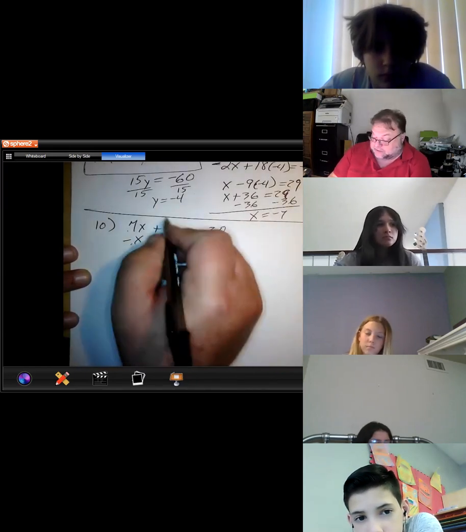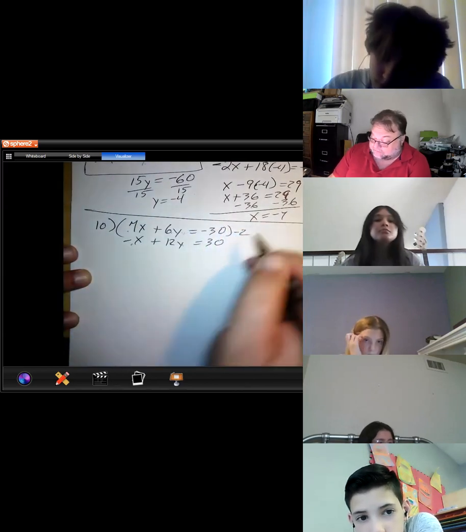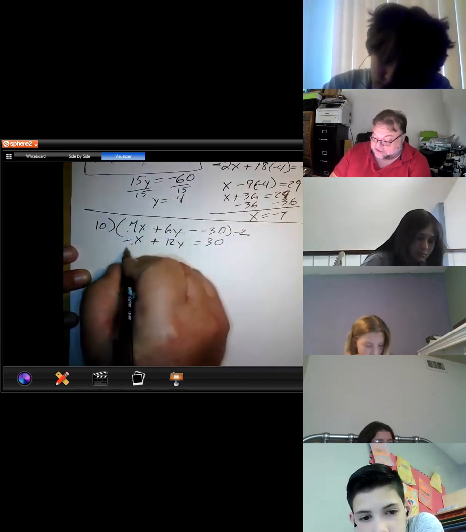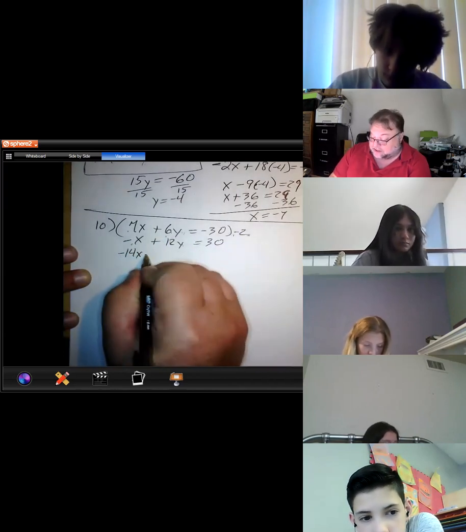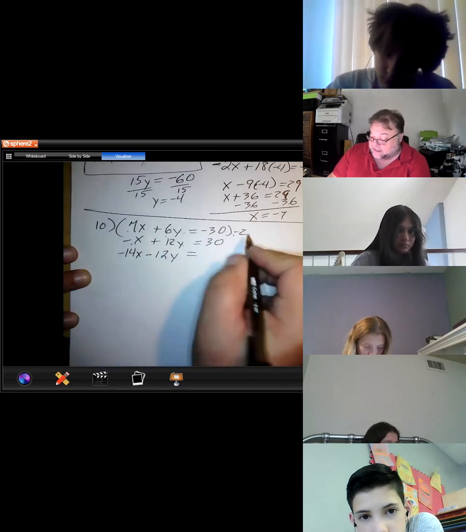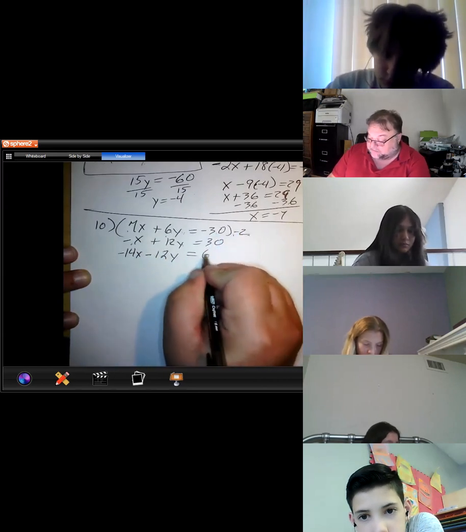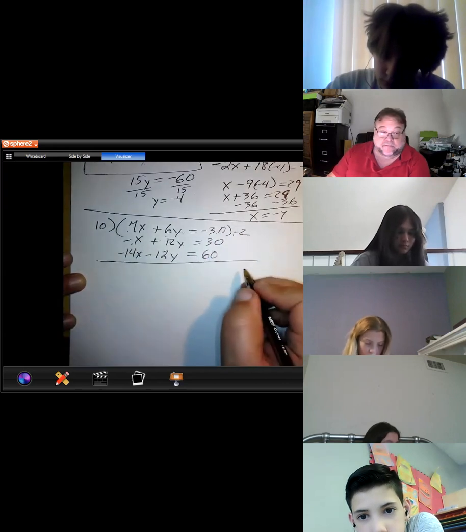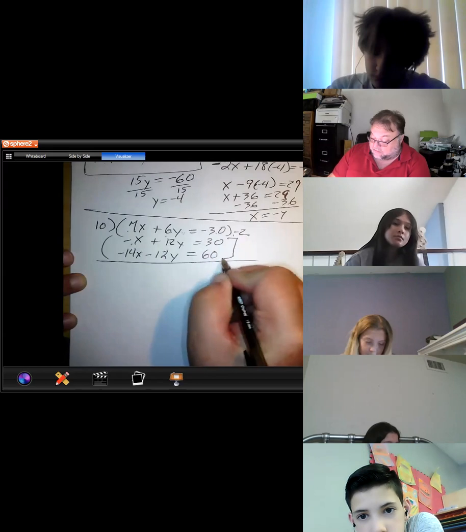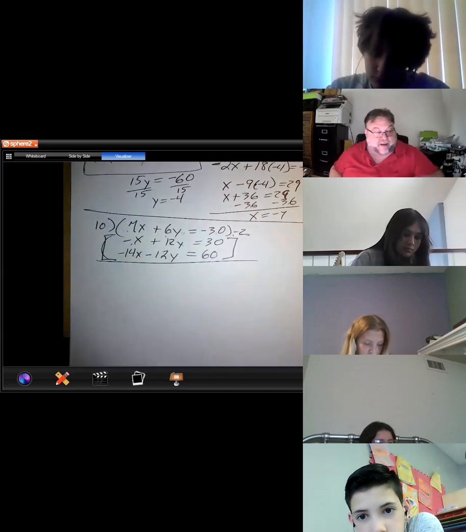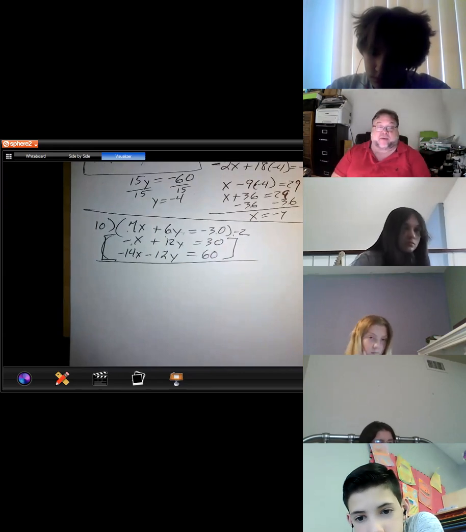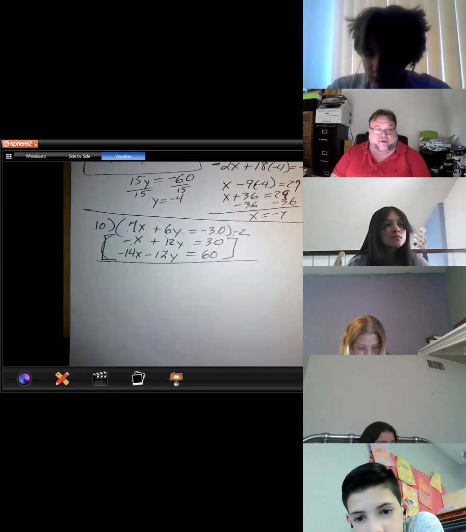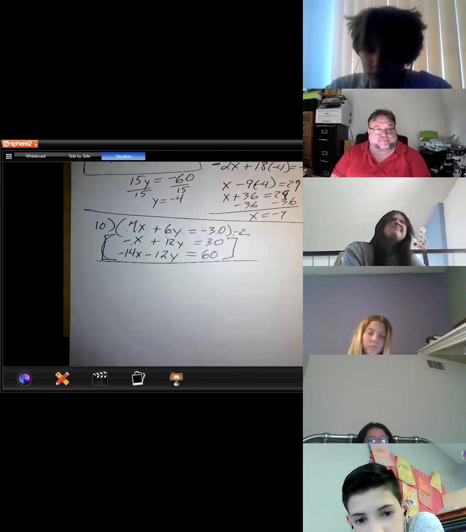So let's multiply the top by -2. So -2 times 7x is going to be -14x. -2 times 6y is going to give me -12y. And -2 times -30 is going to give me a +60, right? So now I want to combine these two equations together. When I combine them together, I will have effectively eliminated the y variable, and then I'll be able to solve for x and find my first variable term.